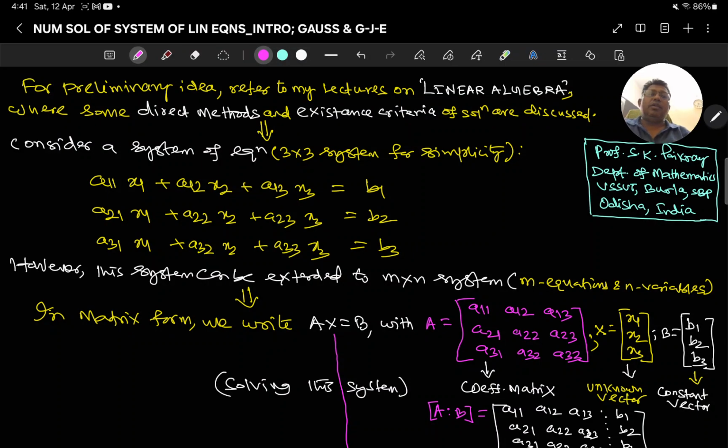Hello everyone. In this lecture I shall discuss the numerical solution of system of linear equations. Basically I will give a brief introduction about the numerical methods, and I will discuss the first two preliminary methods, Gauss elimination method and Gauss-Jordan elimination method.